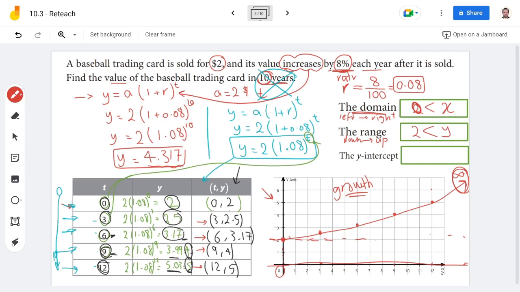Now, what is the y-intercept? This is the y-intercept. y is equal to 2. This is how we can solve the questions by finding the value after 10 years. Then we can find the values, or watch the growth, after creating the tables when we do the equation.